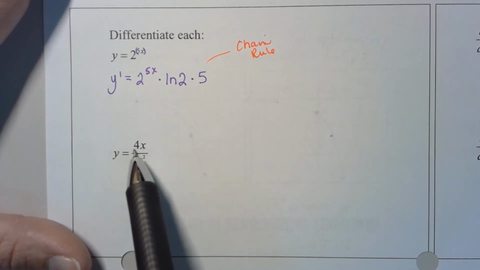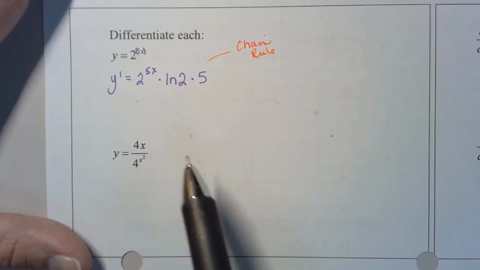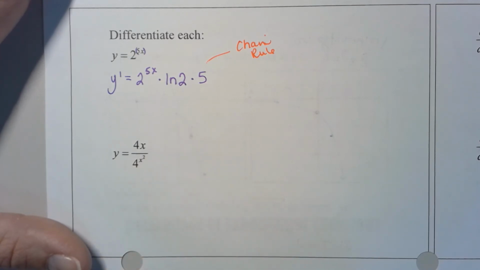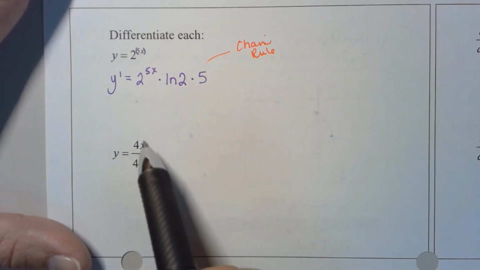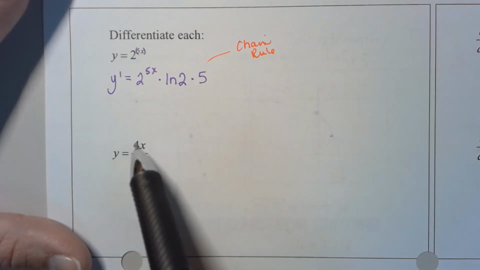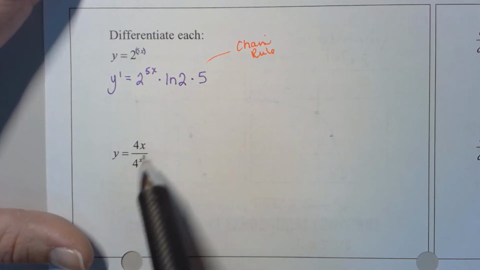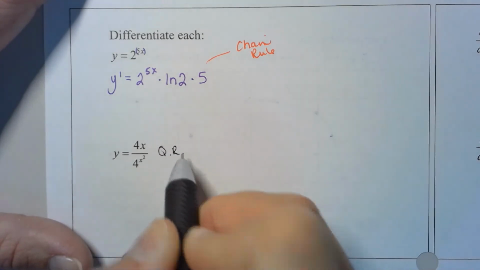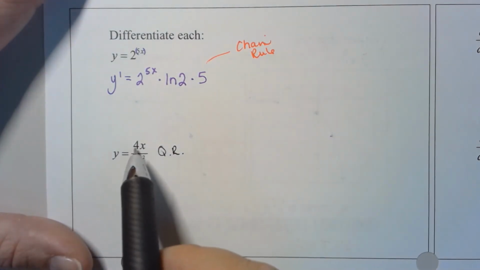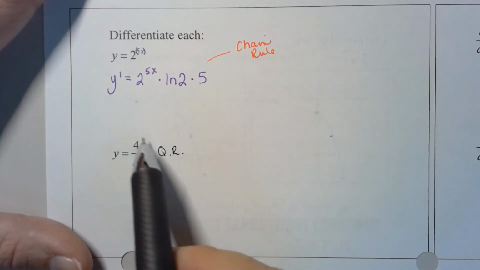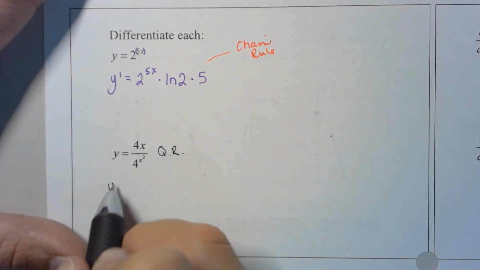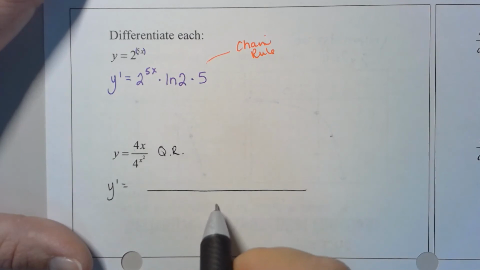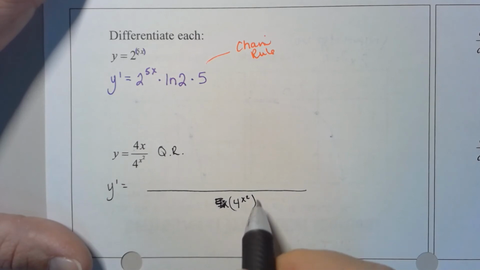I've got y equals 4 times x all over 4 to the x squared. Gosh, I don't really think there's much we can do to simplify this. We could, still not going to get rid of anything. I'm going to go ahead and leave it and use the quotient rule. It's a little bit different than the one on the front because it's not just a 4, it's a 4 times x. So it's not like we can just subtract the exponents. So here we go. Y prime equals, we're going to square the bottom. Oh geez, I already messed up. It's 4 to the x squared.